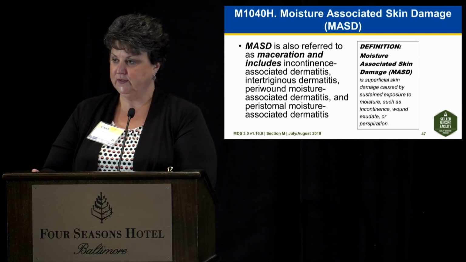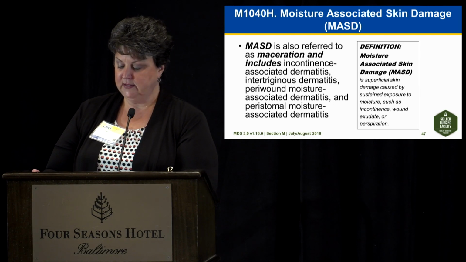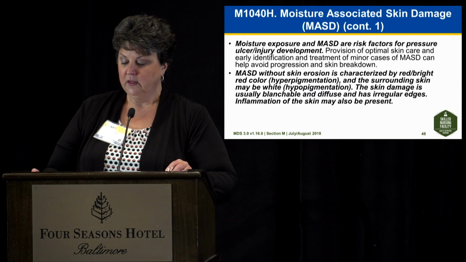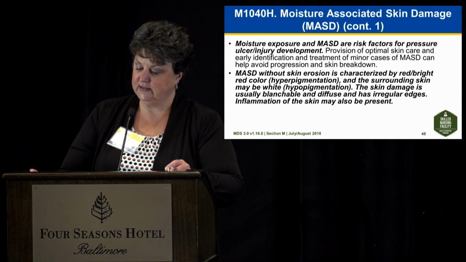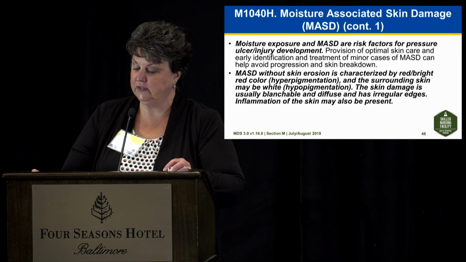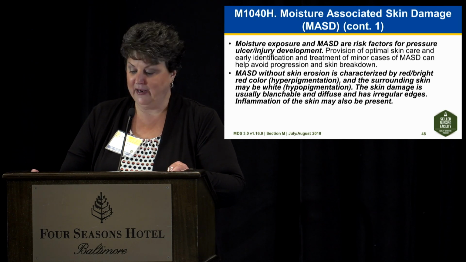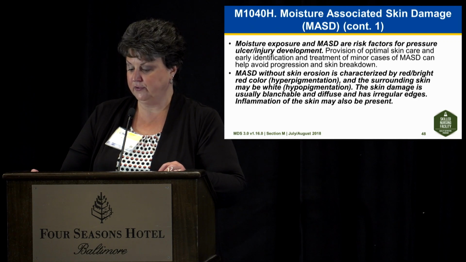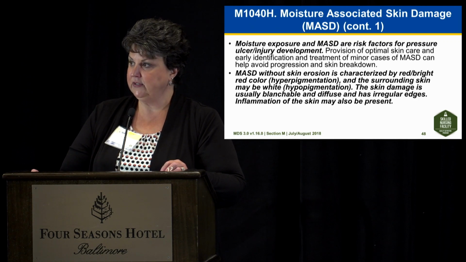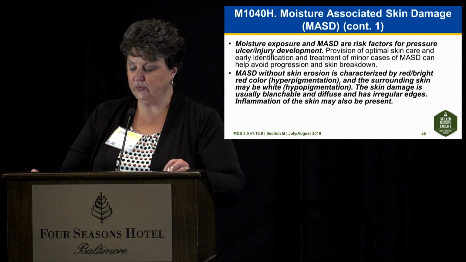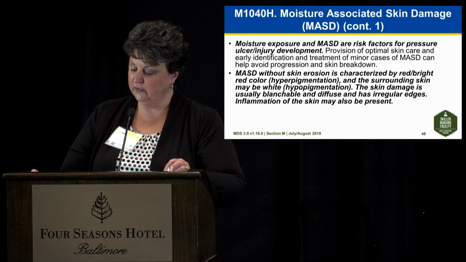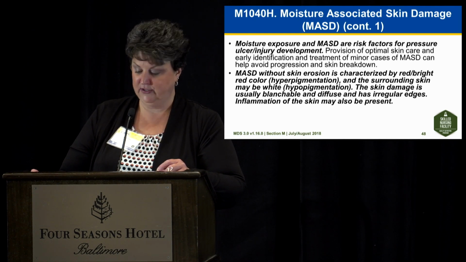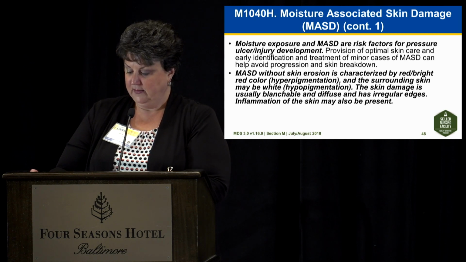Moisture-associated skin damage is superficial skin damage, and that's important, caused by sustained exposure to moisture, such as incontinence, wound exudate, or perspiration. There was an addition to the first coding tip shown on this slide that stresses the role of moisture and moisture-associated skin damage in pressure ulcer risk. Remember microclimate, temperature, and humidity. The next coding tip will help clinicians in identifying moisture-associated skin damage. Moisture-associated skin damage without skin erosion is most often red or bright red in color. The skin around it may be hypopigmented, so lighter. It usually has irregular edges, and it's generally blanchable. The skin may be inflamed.